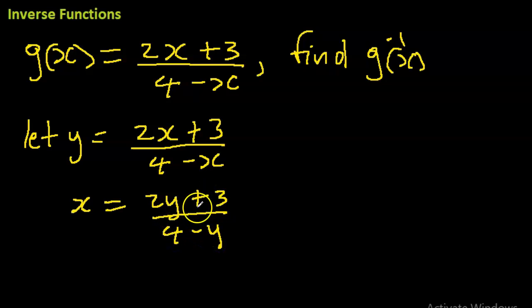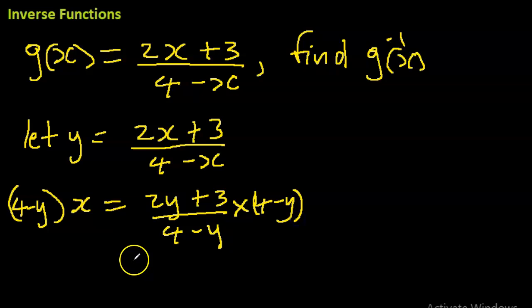Now you need to get rid of the denominator. After interchange, remember the next step is to solve for y. So multiply both sides by the denominator to get rid of the denominator. And you see what happened here on the right hand side. That's the whole purpose of why we're doing it. 4 minus y into itself, so you're left with 2y plus 3.